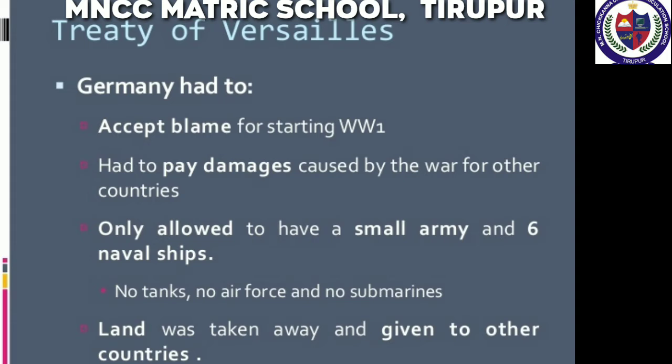Germany and the Treaty of Versailles, 1919. The Treaty of Versailles ending World War I was signed in June 1919. Among the many clauses of the treaty, three in particular caused great resentment among the Germans.